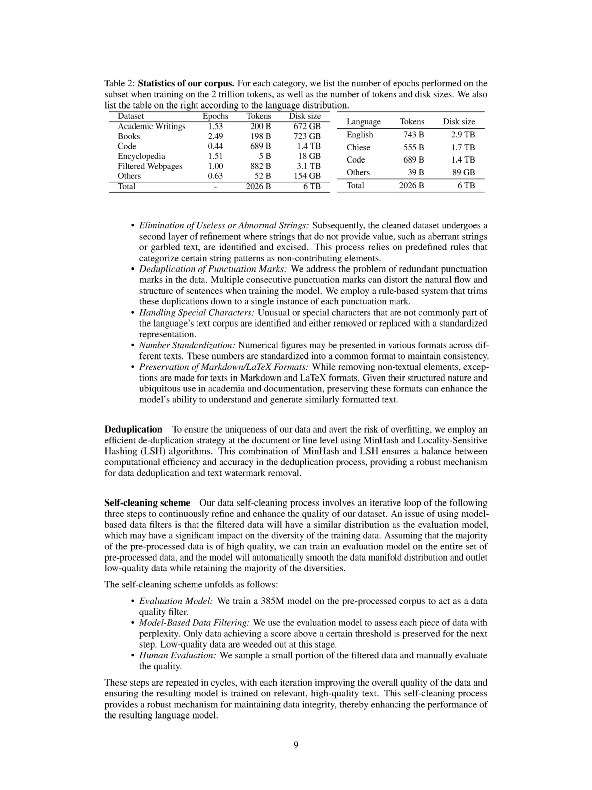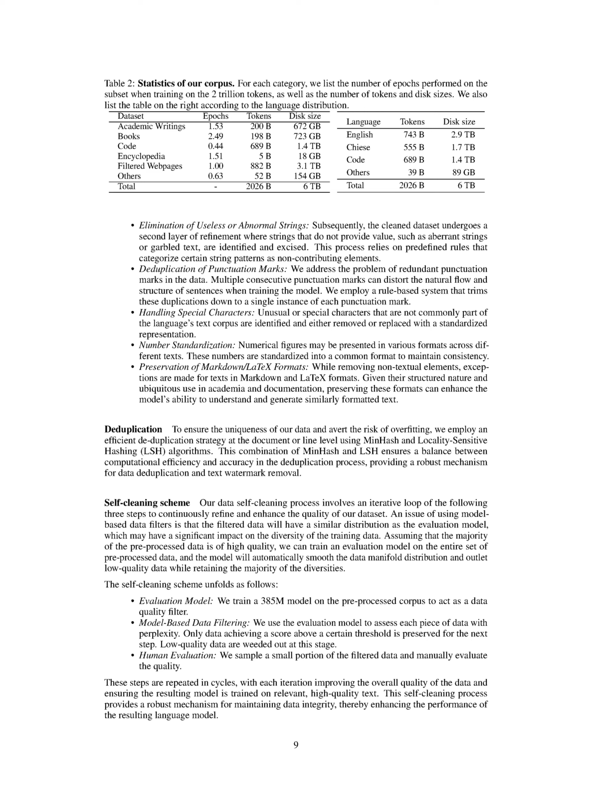We also use a self-cleaning process to continuously improve the quality of our dataset. This process involves a cycle of 3 steps. One potential problem with using model-based data filters is that the filtered data may have a similar distribution to the evaluation model. This could significantly affect the diversity of the training data. However, if we assume that most of the pre-processed data is of high quality, we can train an evaluation model on all of the pre-processed data. This model will automatically smooth out the data distribution and remove low-quality data while keeping most of the diversity.